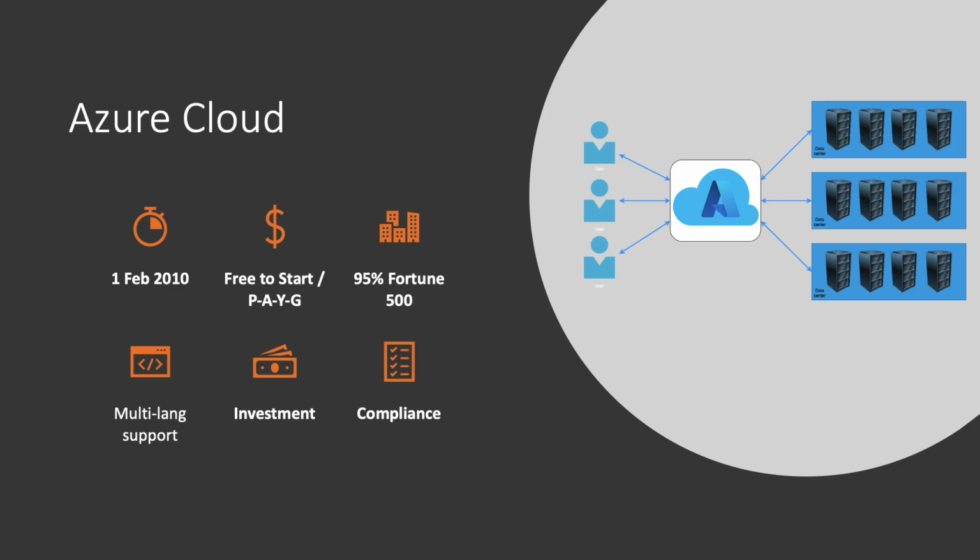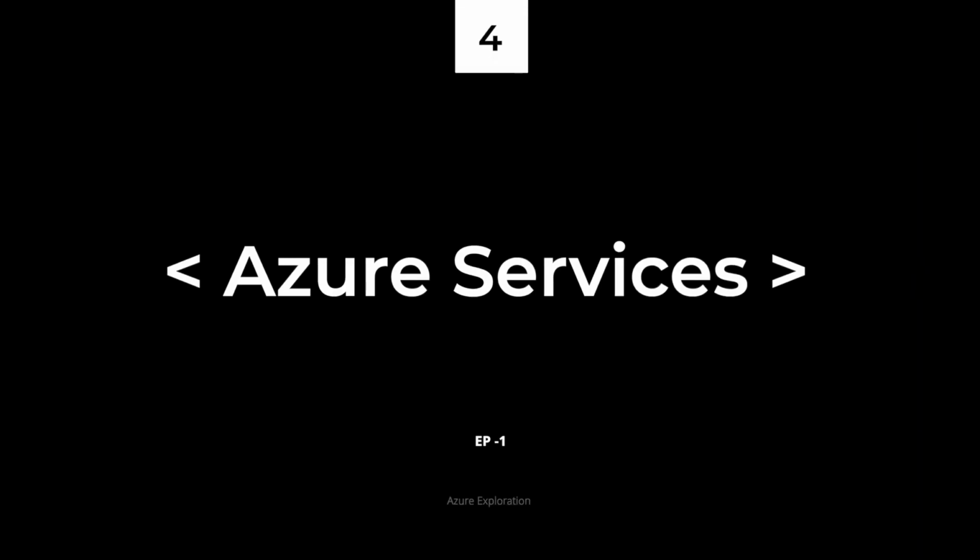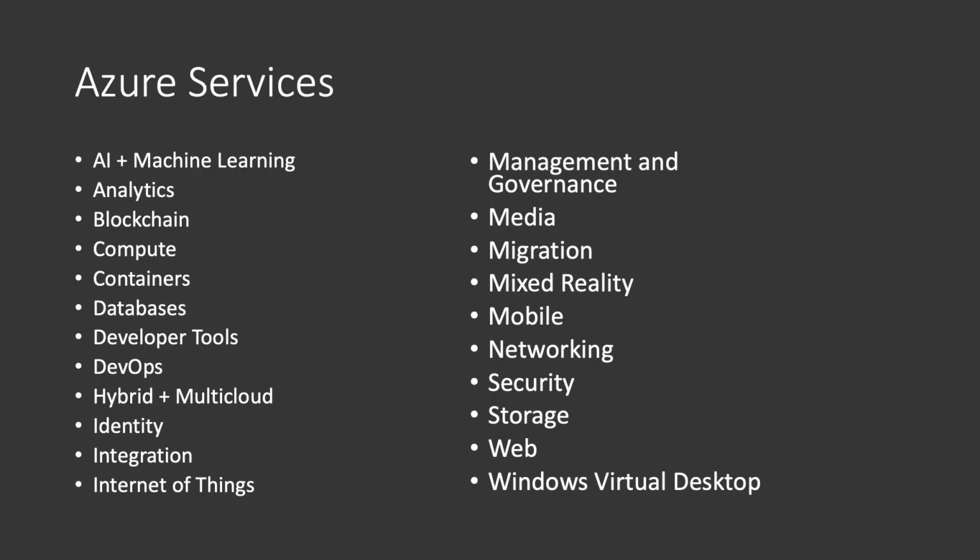90+ compliance offerings, streamline compliance with the most comprehensive compliance coverage of any cloud provider. So what are Azure services? They have 22 categories, and more than 220 services are available across these categories, and new services are being added all the time. From within these categories, we can see that we have databases, DevOps, identity, integration, storage, security, and so on and so forth.